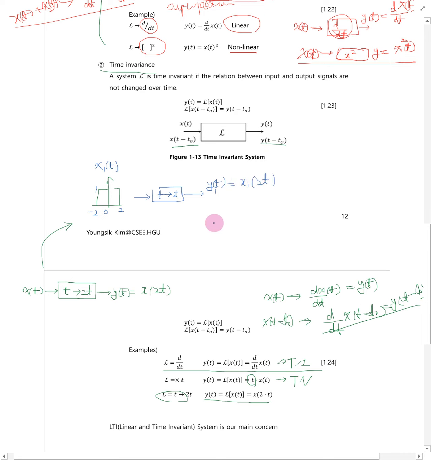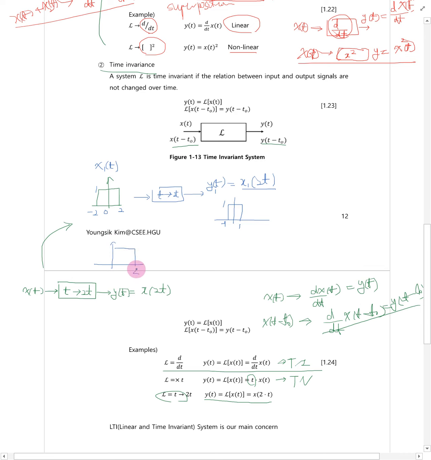Then it looks like this one, time scaled, so it's shrinking, with minus 1 and 1 and this one. So x1(2t) is given this way. What about the time shift version? Okay, let's try testing this one.